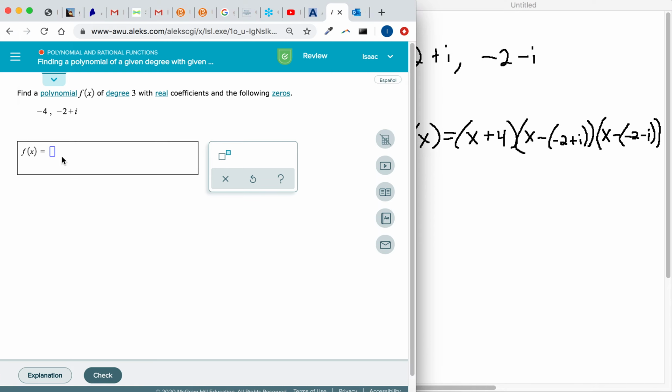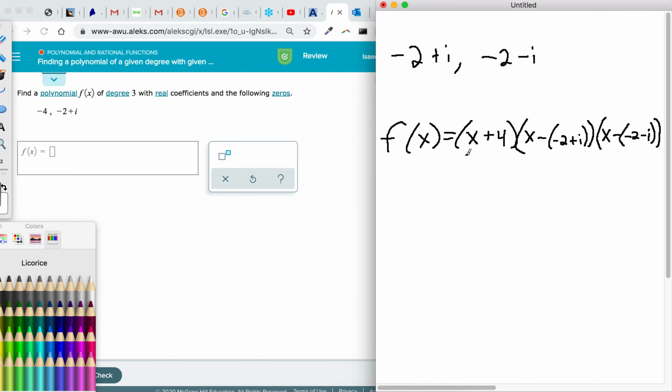Let's see if Alex accepts the unsimplified answer. We can simplify it. We have to. I'm not getting my parentheses. Oh, it wants us to expand it. Oh, okay, that's kind of brutal. So they don't want parentheses. They want us to expand it. Okay, so let's simplify a little bit. I'm going to distribute this minus sign. And then I got x plus 2 plus i.